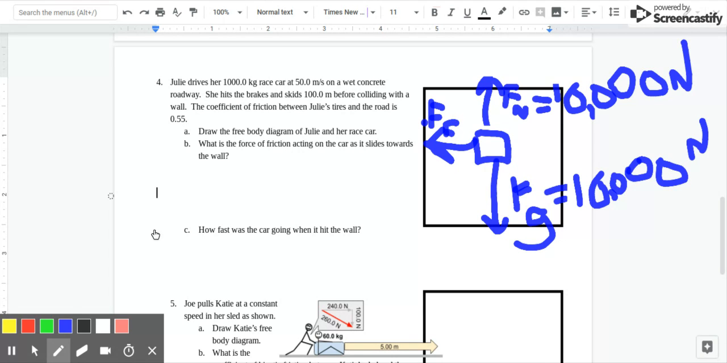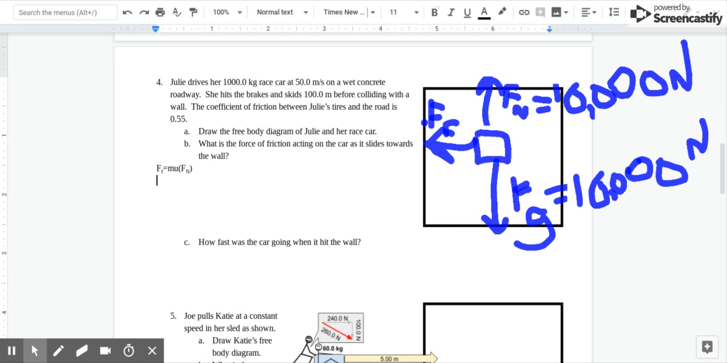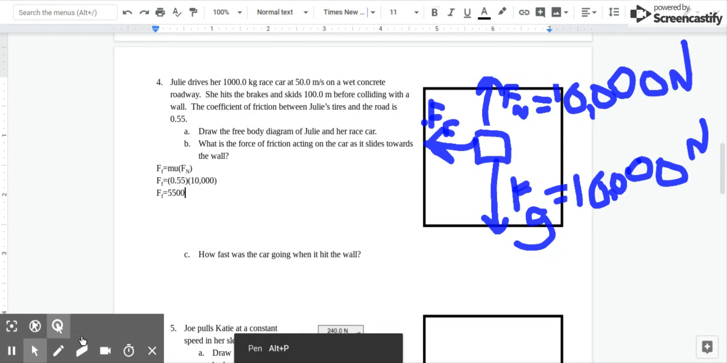Because we know that force of friction is equal to mu times normal force. We don't have force of friction, but we have our mu of 0.55 and our normal force of 10,000. So force of friction is equal to, we move the decimal over 4, so 5500. It's going to the left, so negative 5500, doesn't matter.